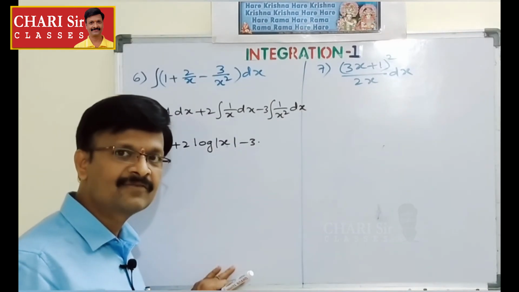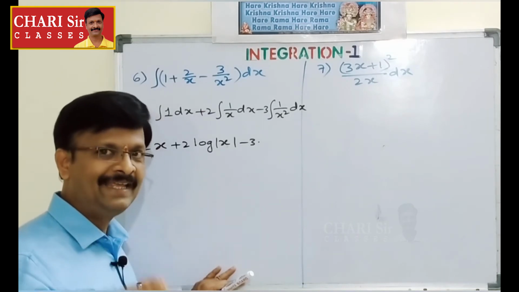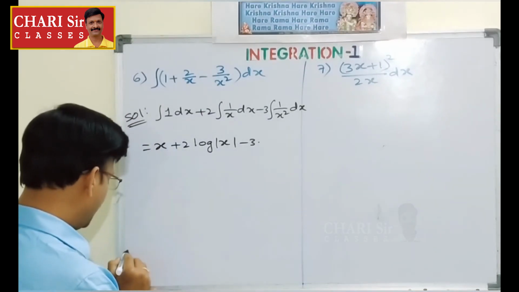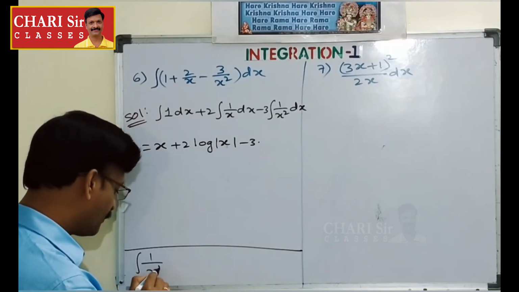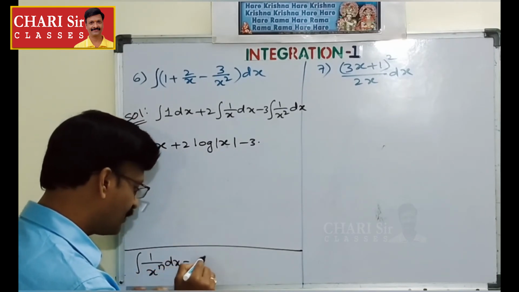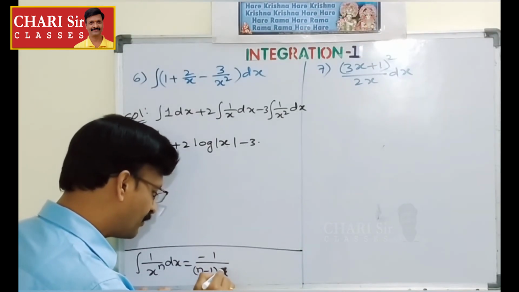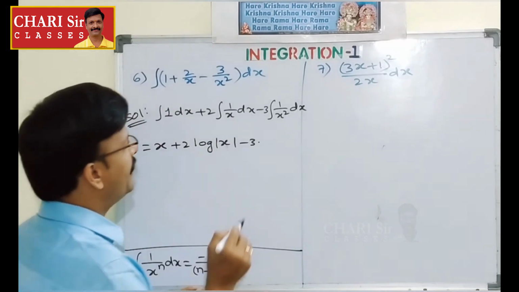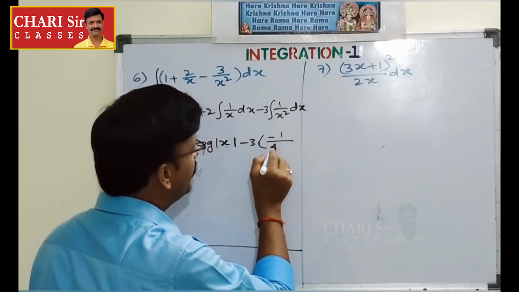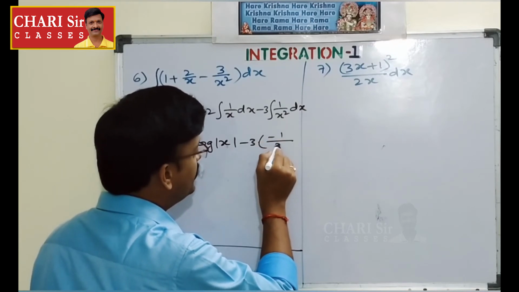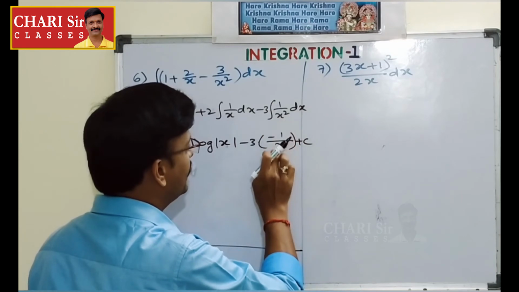Integration of 1 by x square can be compared with integration of 1 by x to the power of n dx. Can you recall this? Integration of 1 by x to the power of n dx is equal to minus 1 by (n minus 1) x to the power of n minus 1. So you can write it here: minus 1 by 2 minus 1, means 1, x to the power of 2 minus 1, means just x, plus c. Means 1 by x square integration is minus 1 by x.